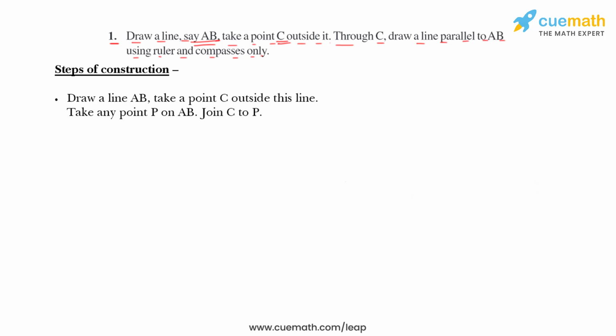Draw a line AB, take a point C outside this line, take any point P on AB and join C to P. So we draw a line AB and take a point C outside this line. Let's say this is point C, and take any point P on AB. Let's say this is point P. Then join C to P. This is the first step. Let's do the second step.